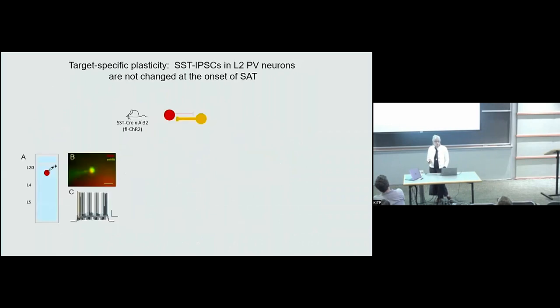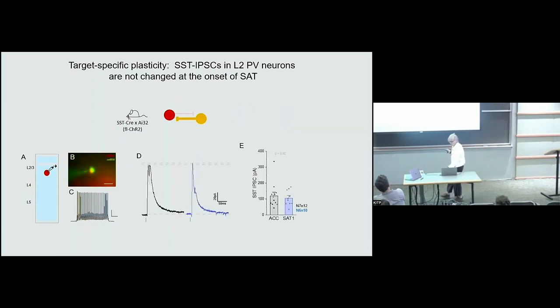It also looks like it's input specific. So if we record from a PV cell and drive somatostatin inhibition optogenetically, we didn't see any difference in the amplitude of that response. So it's particularly being reduced in pyramidal cells, not in PV neurons.